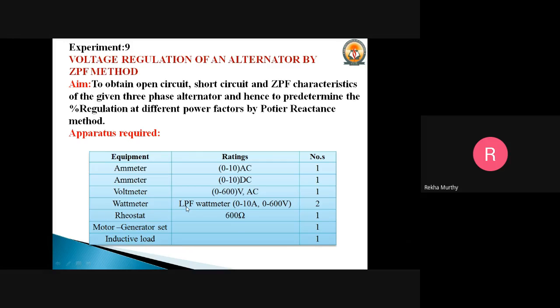The difference here is, since it is a zero power factor test, there will be a very low power factor, so we require wattmeters of low power factor. Instead of using two ammeters, we have to make use of two wattmeters, of the range 0 to 10 amperes, because the alternator rated current, as we have seen in the nameplate reading in the previous session, is 16 amps. So we have to prefer the 10 amperes, and the voltage, since it is 3-phase, we require 0 to 600 volts. And the other components will all remain as they are.